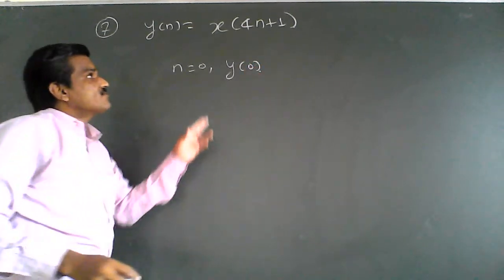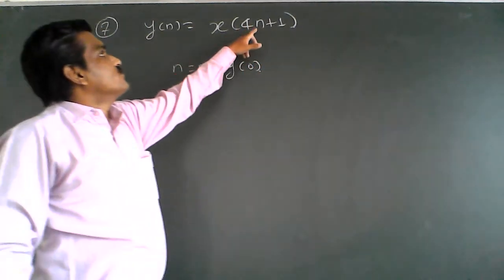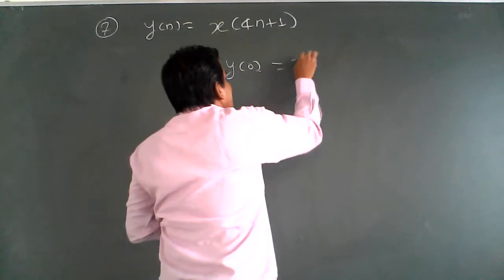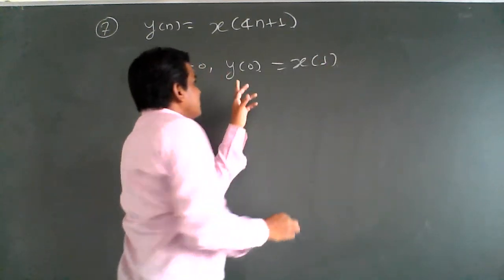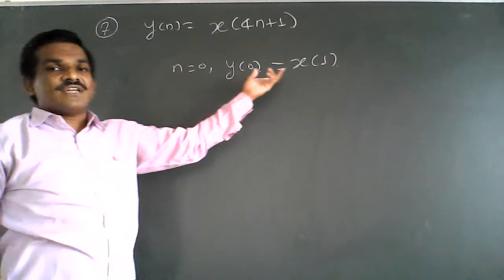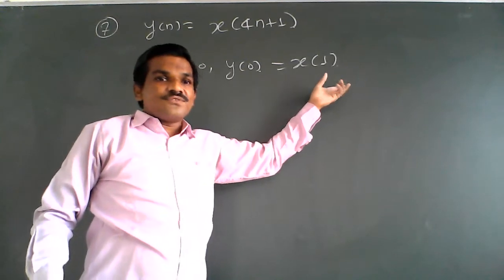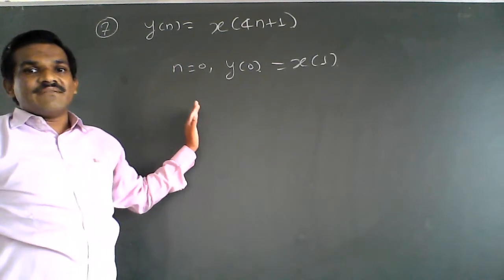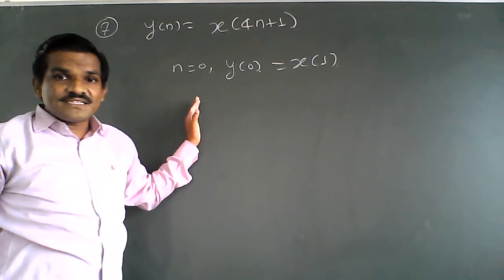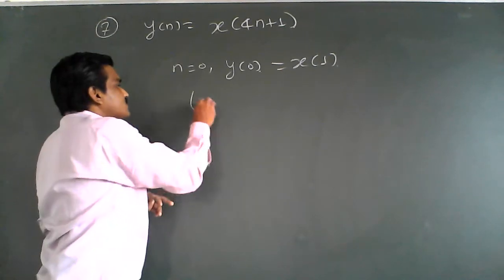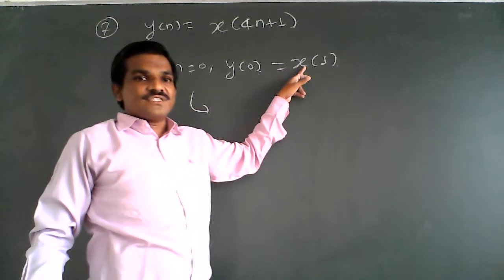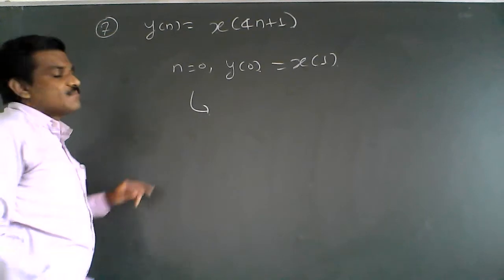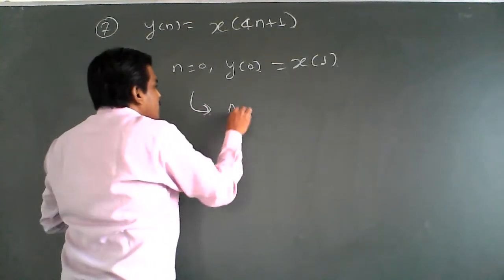What is y of 0? Put n equal to 0 here, so x of 4n plus 1 gives x of 1. Y of 0 is nothing but x of 1. So according to the definition of causality and memoryless systems, this particular system's output depends upon the future values. So this is not causal.